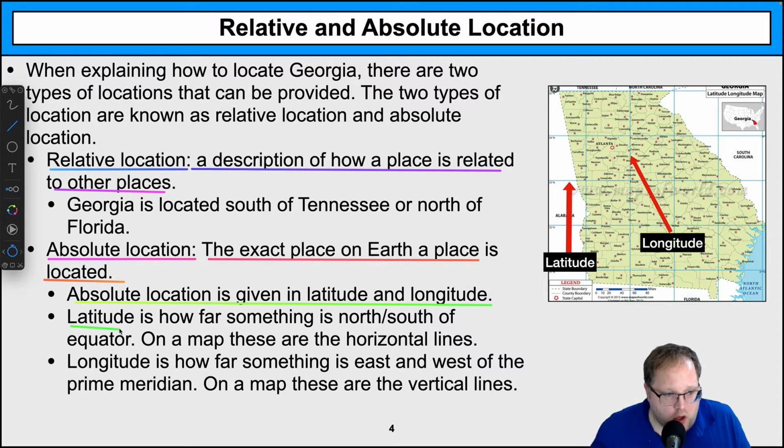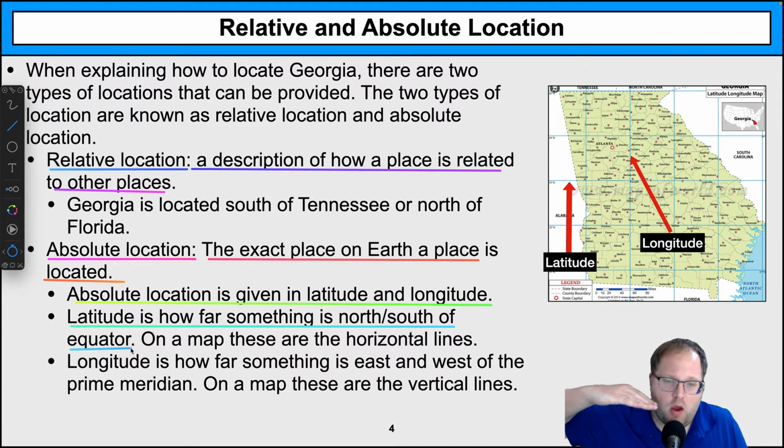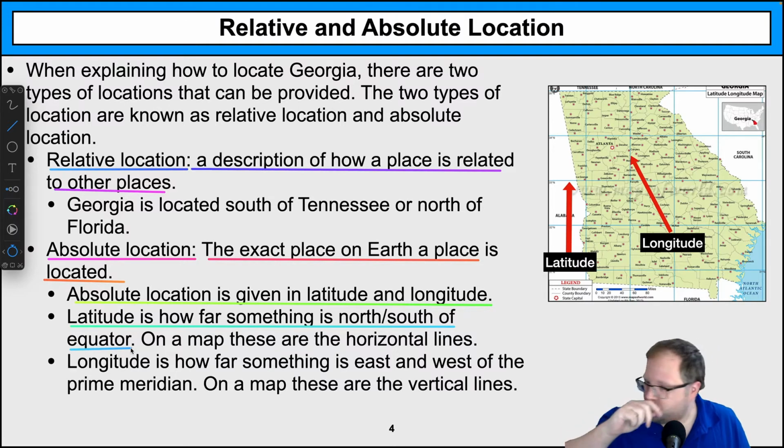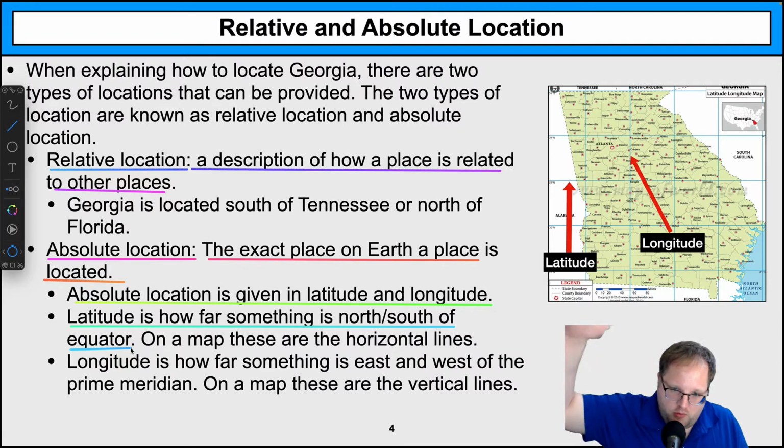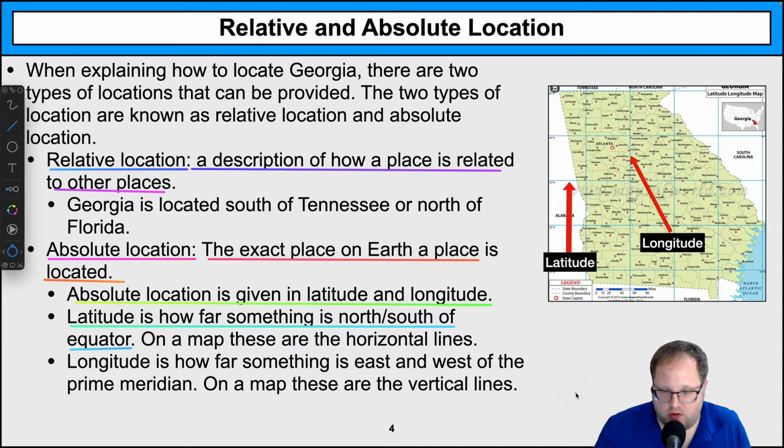Now, to understand latitude, you have to know what the equator is. And we all know that. The equator is that invisible line. It's a horizontal line that goes in the center of the Earth, and it's seen as the boundary between the northern hemisphere and the southern hemisphere. So Georgia is considered north of the equator, and so Georgia, if we look at this map over here, has a northern latitude. And remember that lines of latitude are the horizontal lines on this map.